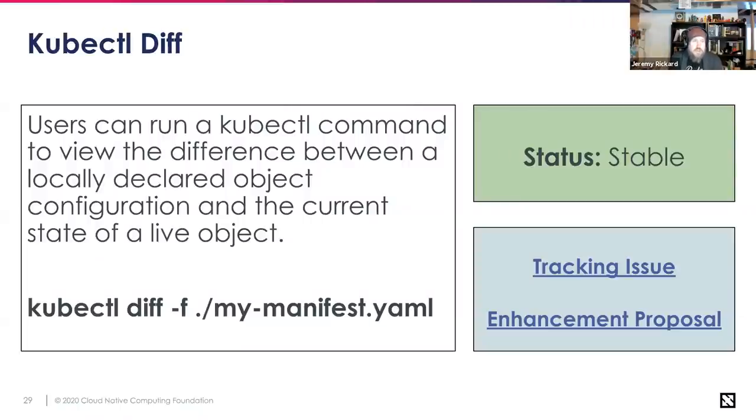So the next one is kubectl diff. So this allows you to compare an object on your file system. So if you have a YAML file that defines maybe a deployment or some other resource, and you want to compare that against what's actually running in the cluster, so you can kind of compare that state that you think it might be with what it actually is, then this command is pretty useful for that. Again, this is a stable one. It's been around for a little while, and it's ready to use in production.